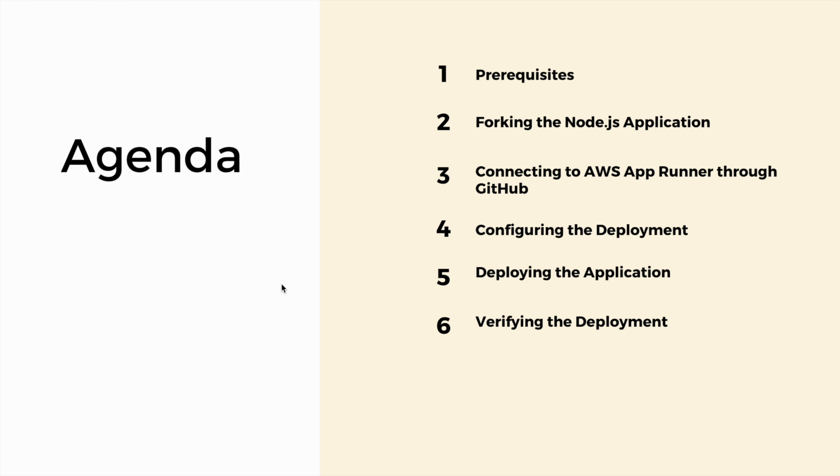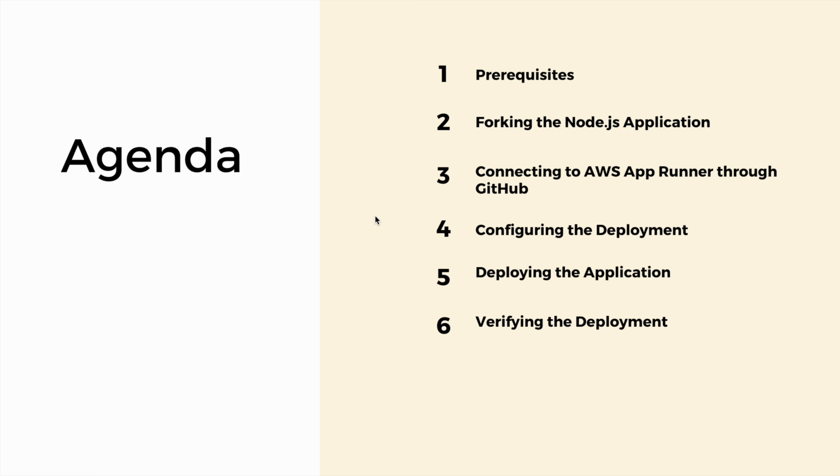So in prerequisite, you need to have an AWS account with AWS App Runner access and the latest version of Node.js installed in your system. So in step 2, let's clone the GitHub repository. I have added the repository URL in the description, so take that URL and clone it in your system. I have already cloned it.